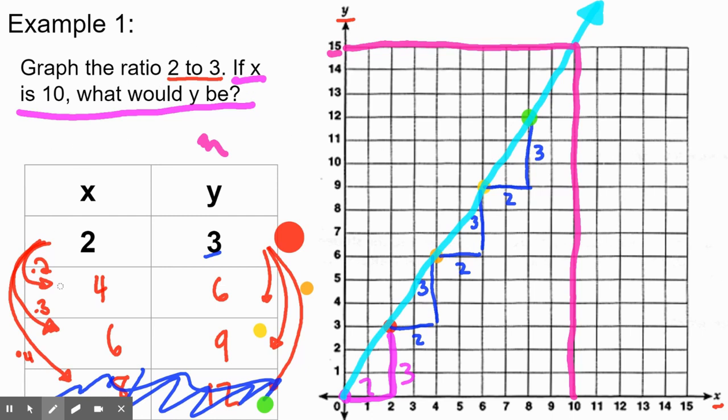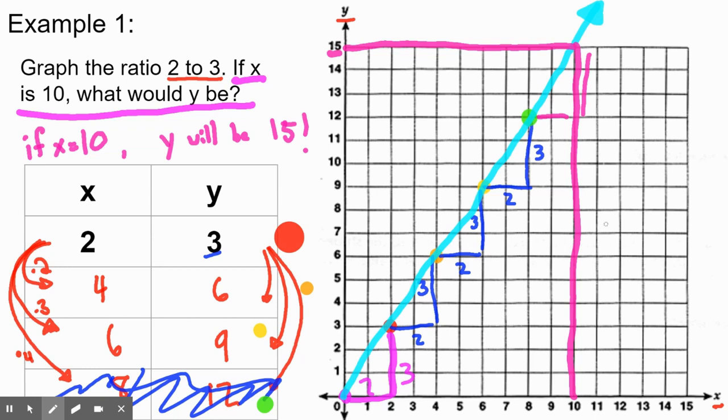That means if x is 10, y will be 15. And that's the final part of this that we need to figure out. Nothing too bad. You can again look for a pattern. We went over 2 and then up 3, so it still follows that pattern. We know that we're 100% right that way. You could also just extend the ratio table if you wanted to, but graphing makes it a lot easier.